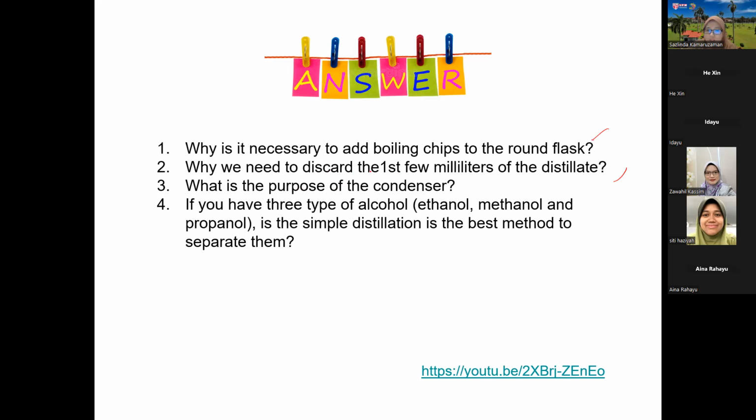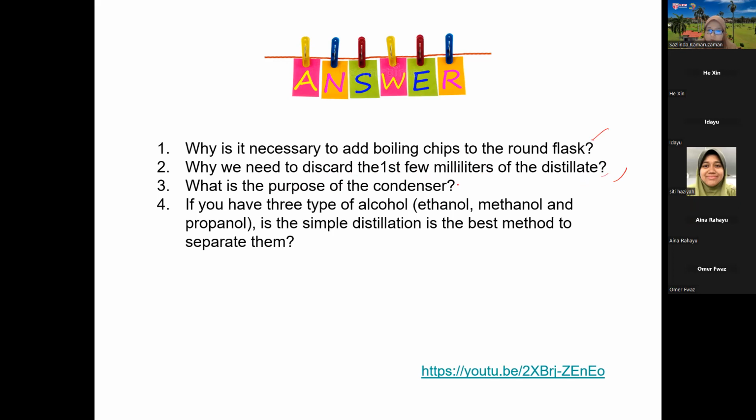Okay, so why do we need to discard the first few milliliters of distillate? Because this is just the first run. In other words, we want to condition the distillation apparatus first, and after we discard a few milliliters, we can proceed with the real collection in the flask.